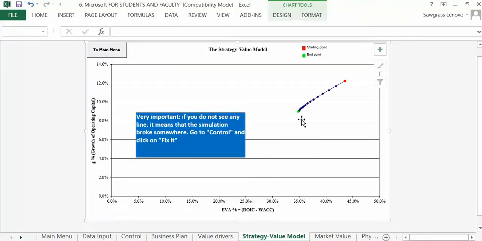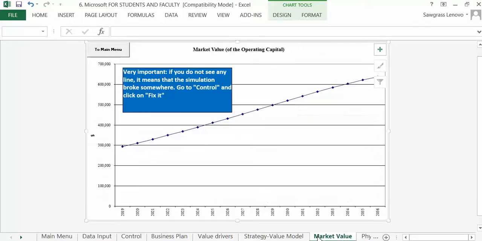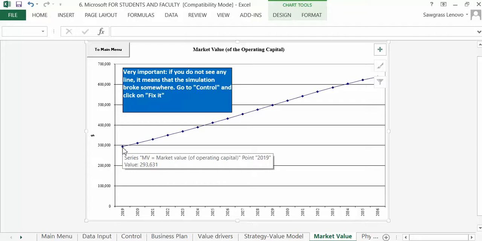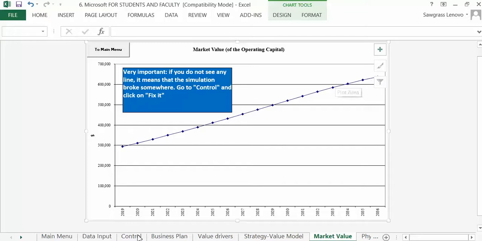The first graph is the EVA and the sales growth. The second is the evolution of the market value of the companies. This should be the real value. If the simulation is done correctly, this number today should be the same as what you can find on the websites that we use, Yahoo Finance, Bloomberg, or Morningstar. So this should be exactly the same. I see how the stock value of the company will grow in the future.